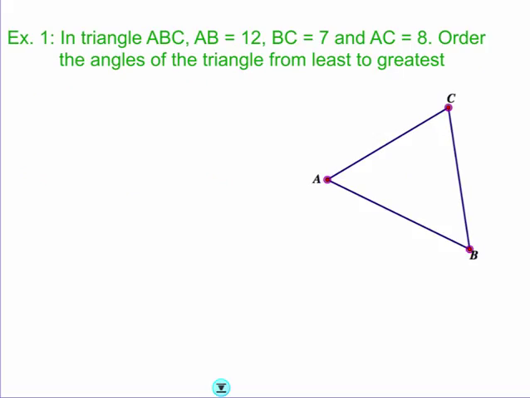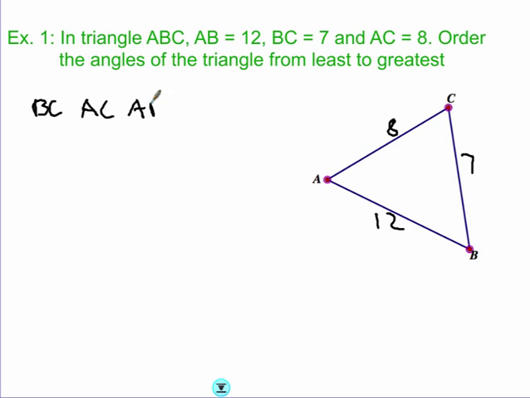In this example, it says in triangle ABC, we know that AB is 12, BC is 7, and AC is 8. We're supposed to order the angles of the triangle from least to greatest. Well, one way we can do this is start by ordering the sides from least to greatest. I know my smallest side is side BC. My next smallest side is side AC. And my longest side is side AB.